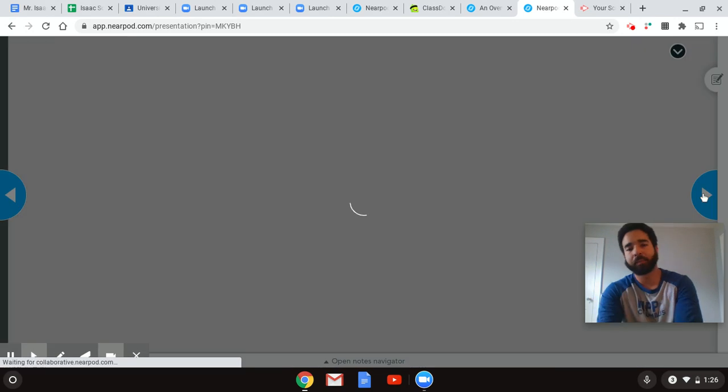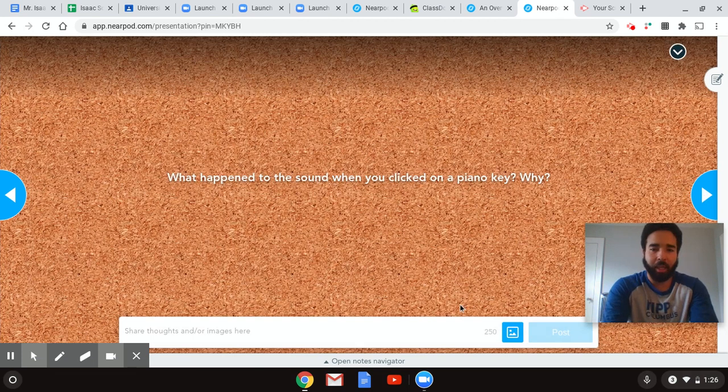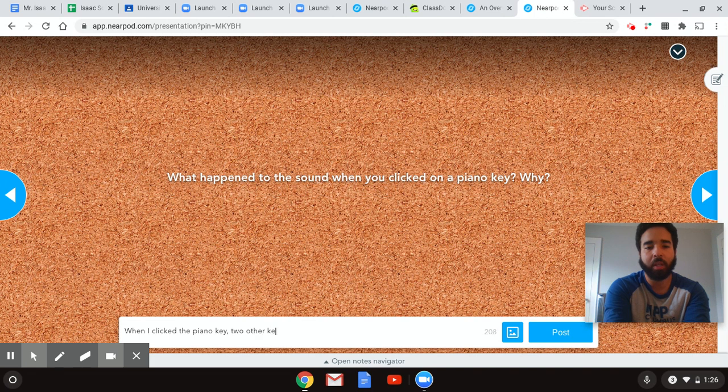next on the Nearpod. What happened to the sound when you clicked on a piano key? If you remember, when we clicked on one key, two other keys lit up. So when I clicked the piano key, two other keys played as well, making a chord. So that's essentially what happened. We made a chord. Why did it happen like that? Why did we make a chord?